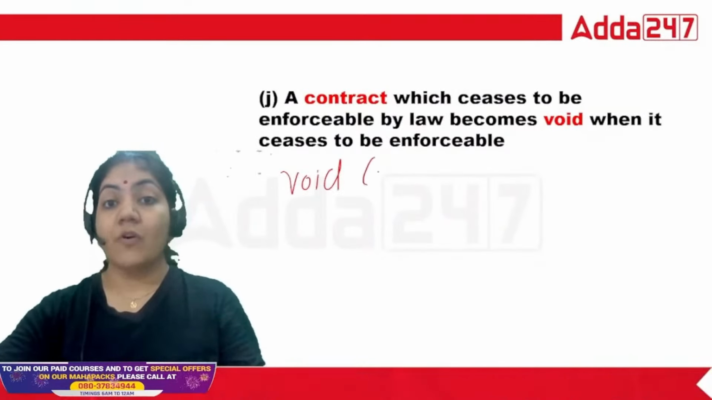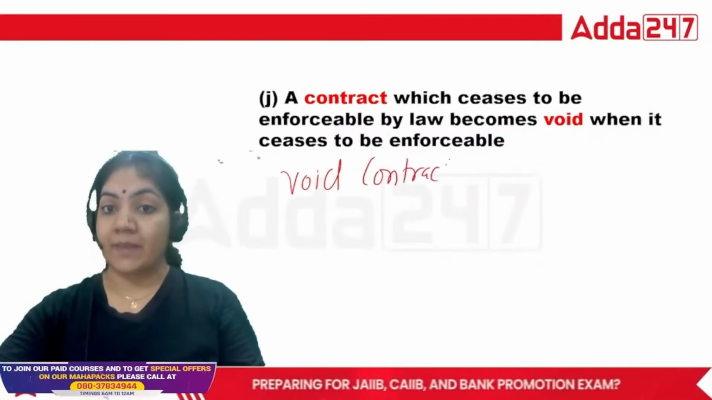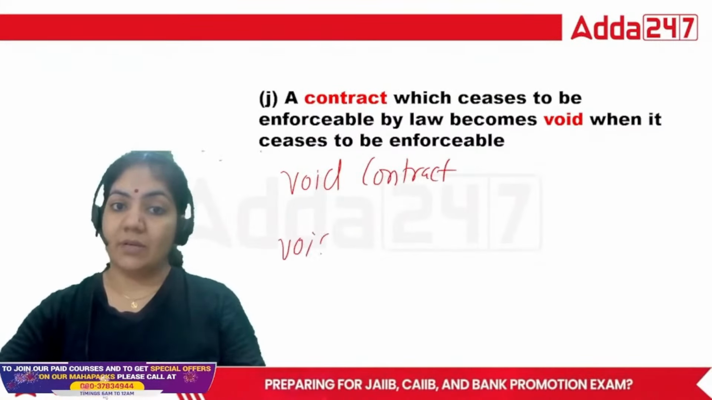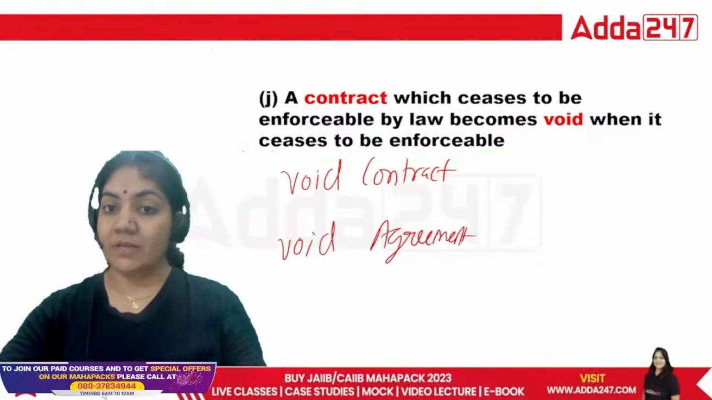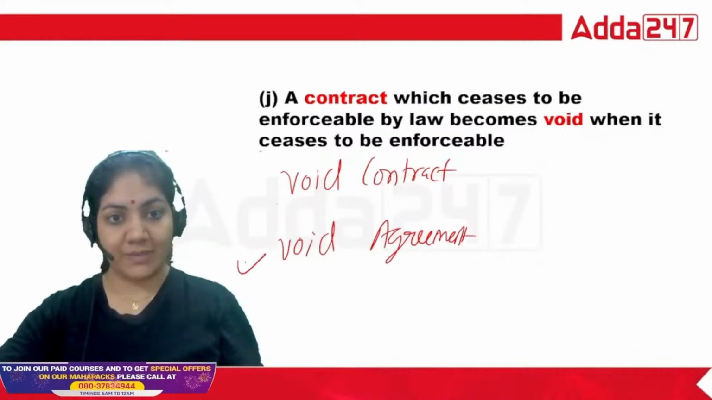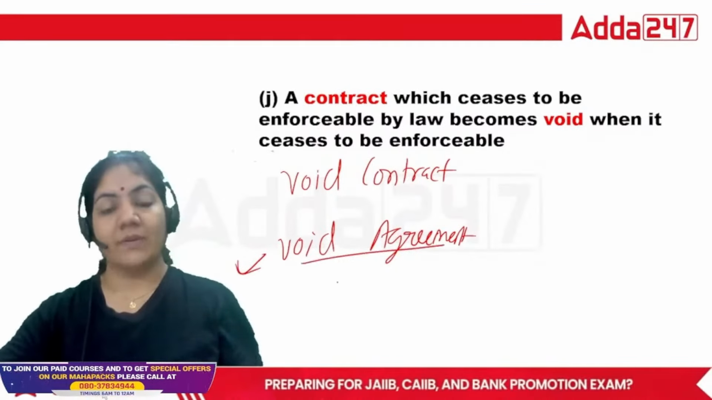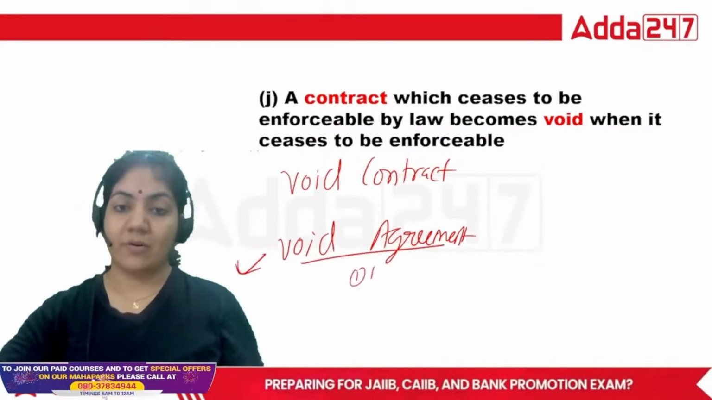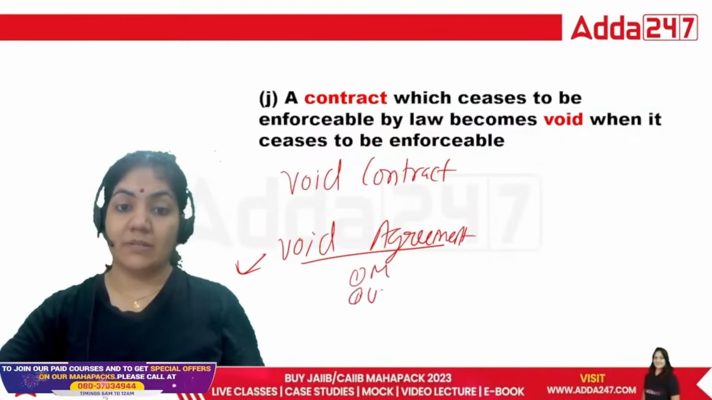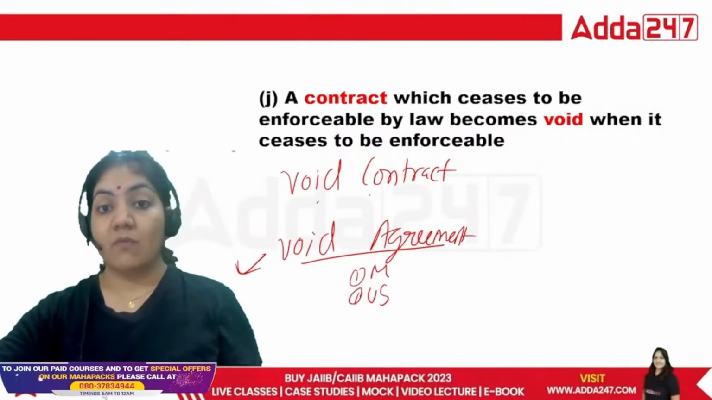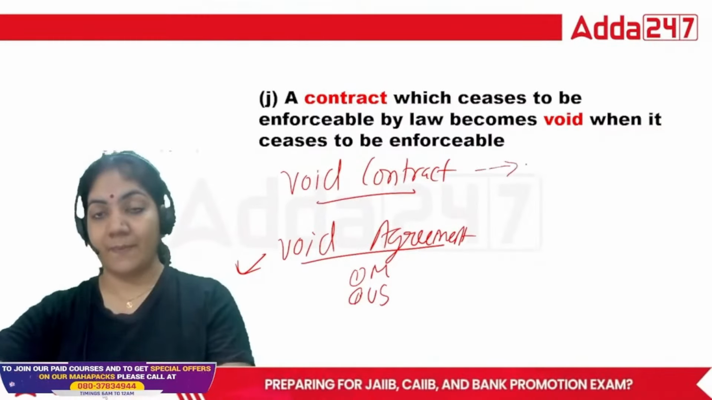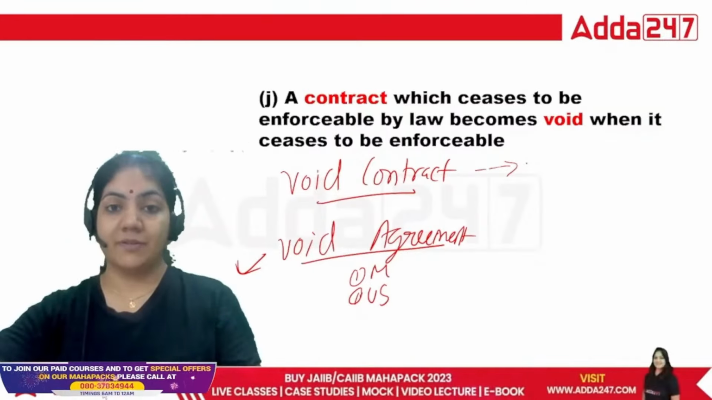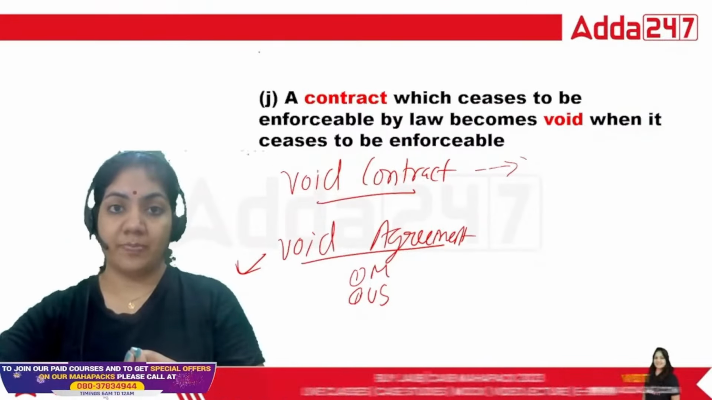What is a void contract? Right now we have done the void agreement. Agreement always comes before contract. We know that a void agreement is always void ab initio, like the contract done by a minor or an unsound person. But a void contract means the agreement is done, but it will be breached. The best example I'm giving you.